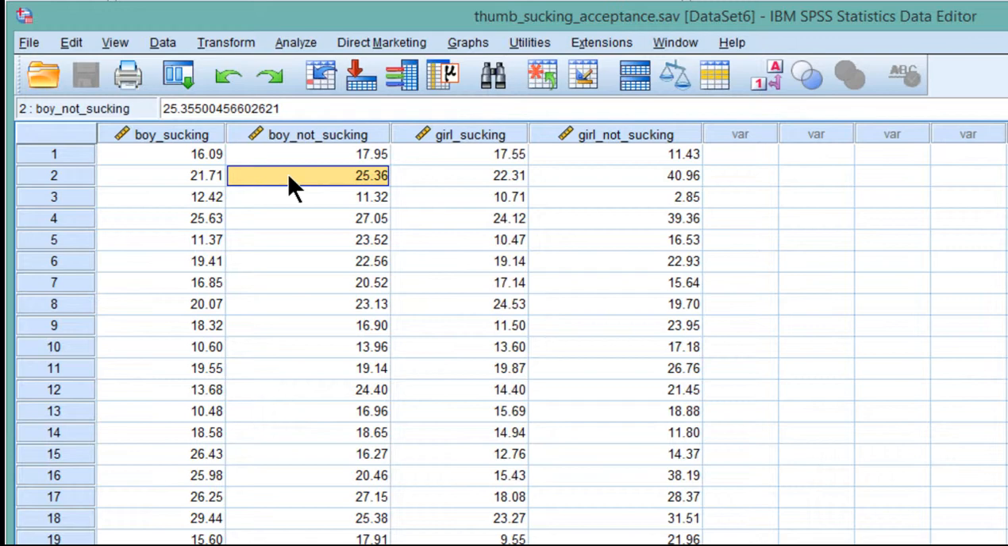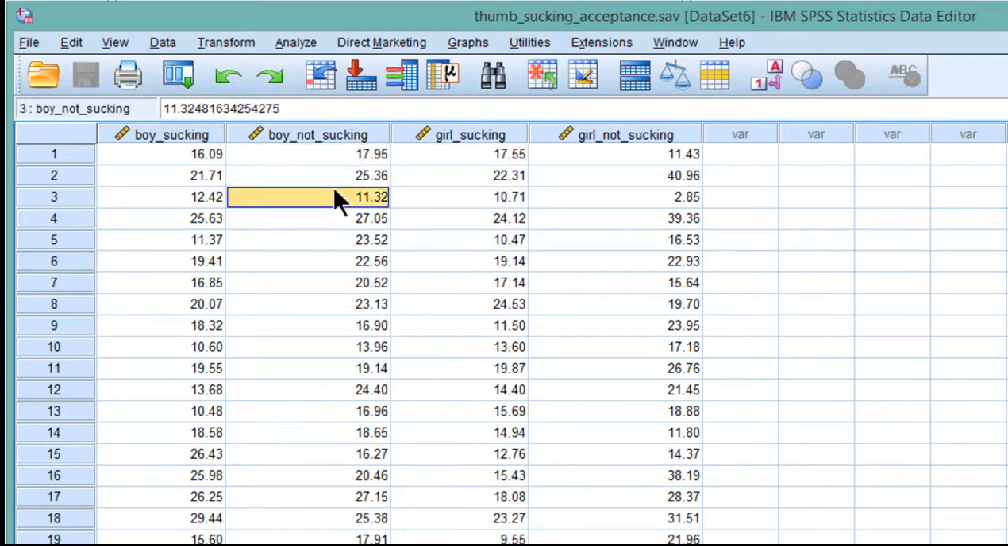So it's not pre-test, post-test, and follow-up. It's not how many exposures, 2, 5, 10, 25 sort of thing. It's really, truly nominal in a sense that there's no order. You could put boys and then girls, or girls then boys, or sucking and not sucking, left to right, but really there's no obvious order to these data.